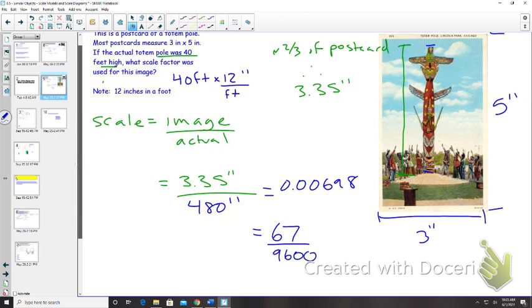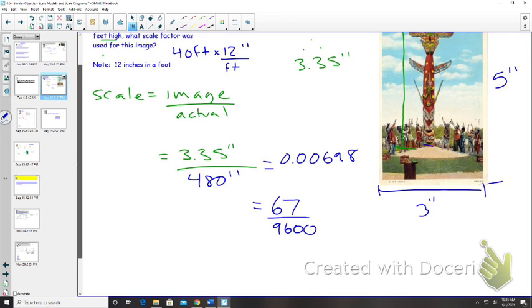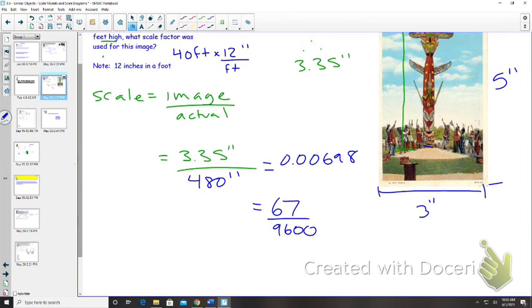So if we're making the image on the postcard, what is going to be my ratio for the scale factor? I think I like the ratio the best. So how would I write it as a ratio if it's getting smaller? The other way around, right? If it's getting smaller, it'll be 9600 to 67, right? As a ratio. But would you not want to put it in lowest terms? This is as simplified as it gets.